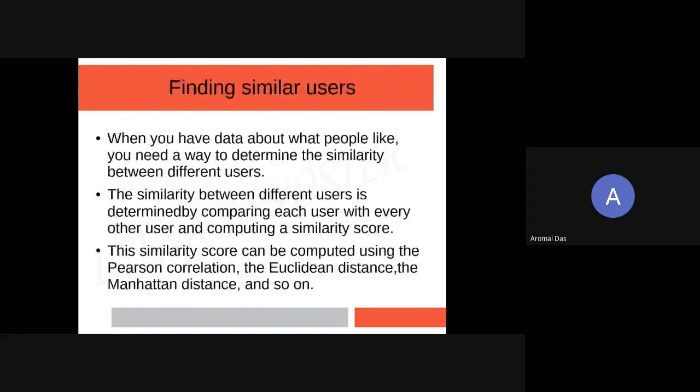So, finding similar users. When you have the data about what people like, you need a way to determine the similarity between users. Similarity between different users is determined by comparing each user with every other user and computing a similarity score. So how will you find a similarity score? You can use measures known as Pearson correlation, Euclidean distance, and Manhattan distance. So in the previous example of action movies, you have to calculate the similarity score between I and X.